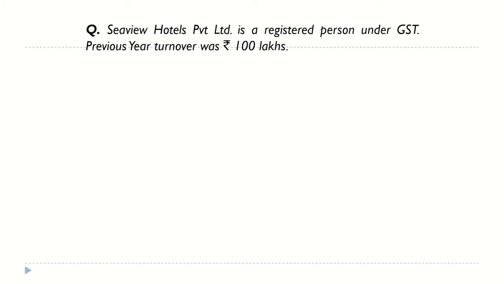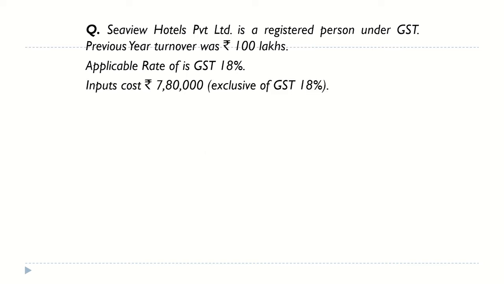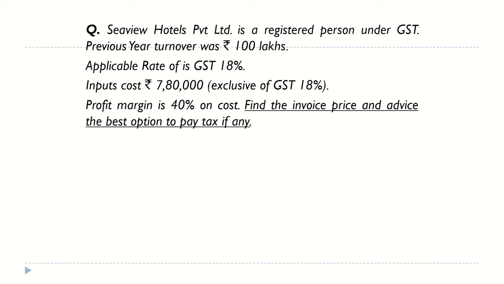Today we are discussing a problem with regard to how a normal scheme and a composition scheme work. Let's understand this with an example. The question is: Seaview Hotels Limited is a registered person under GST. Its previous year turnover was 100 lakhs. The applicable rate of GST is 18%. Input cost for the hotel is 7,80,000. Its profit margin is 40% on cost.